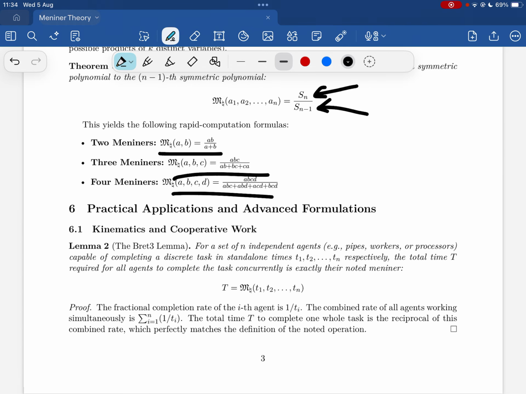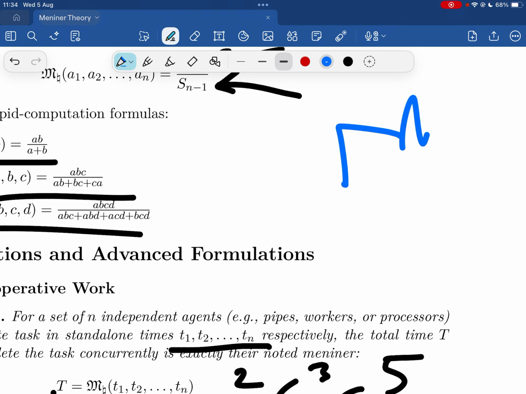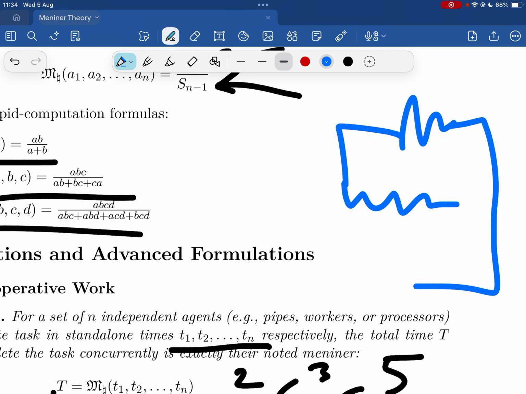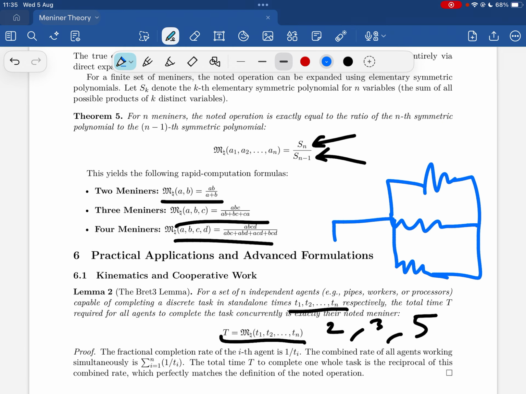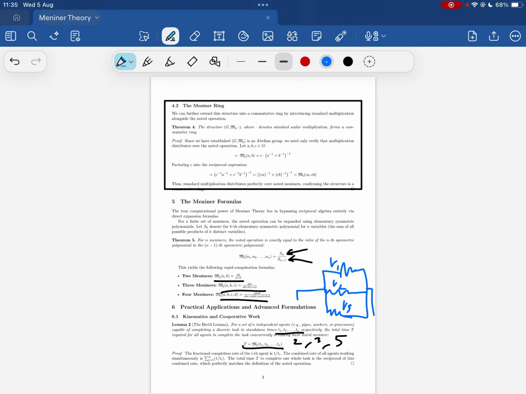The Bret3 Lemma states that for a set of n independent agents working together, let's say we have 4 workers, and if they each take t to finish it, let's say the first worker takes 2, the second worker takes 3, the third worker takes 5, the total time is equal to the noted operation of all of them. In a similar manner, if we have a bunch of resistors, the equivalent resistance of this parallel group is in fact equal to the noted operation of the three resistances R1, R2, and R3. And this is another application of the Bret3 lemma.